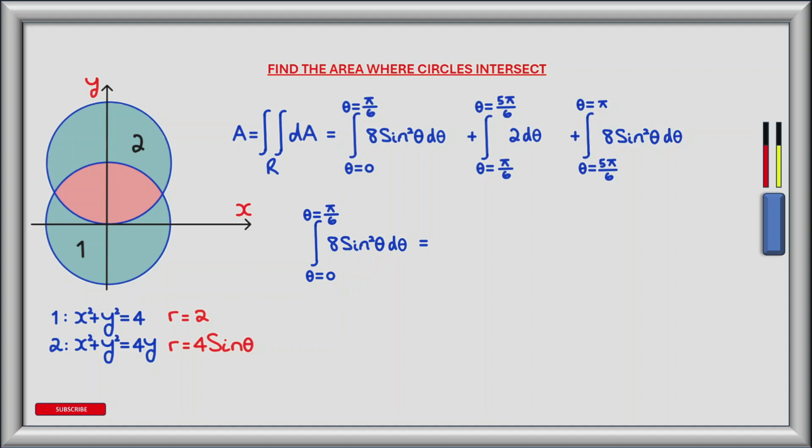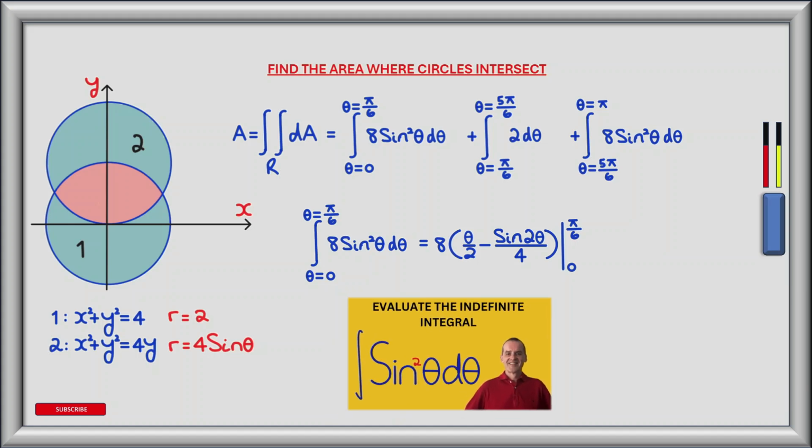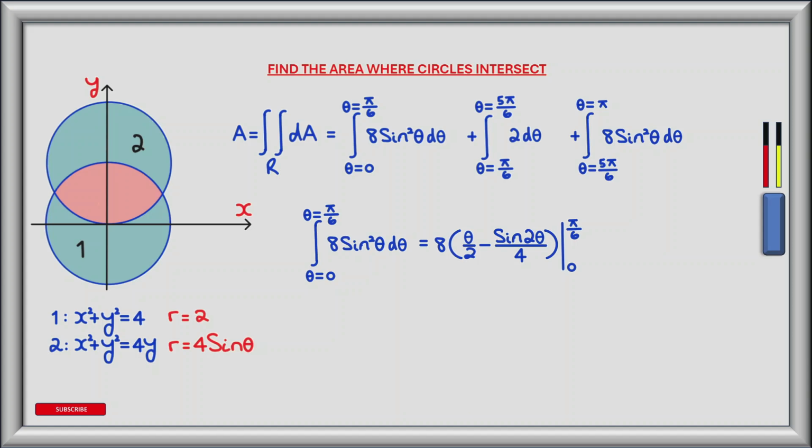And now moving on to the outer integrals, the first of these is the integral between theta equals 0 and theta equals pi by 6, of 8 sine squared theta d theta. The antiderivative of this is 8 into the bracket of theta divided by 2 minus sine 2 theta divided by 4, which we need to evaluate between 0 and pi by 6. If you're wondering how I evaluated the integral of sine squared theta, please watch this video I made for a step-by-step solution. And plugging in the values for theta, we get 2 pi by 3 minus the square root of 3.